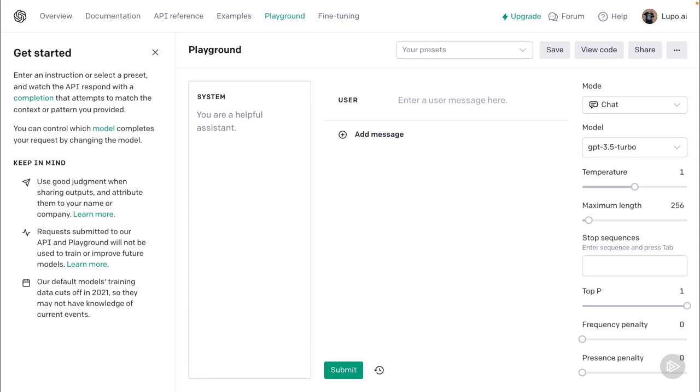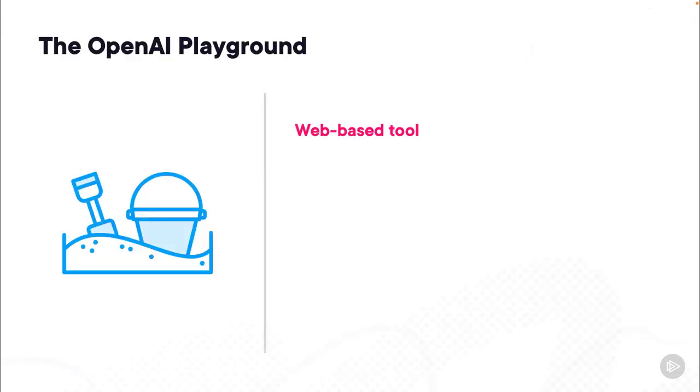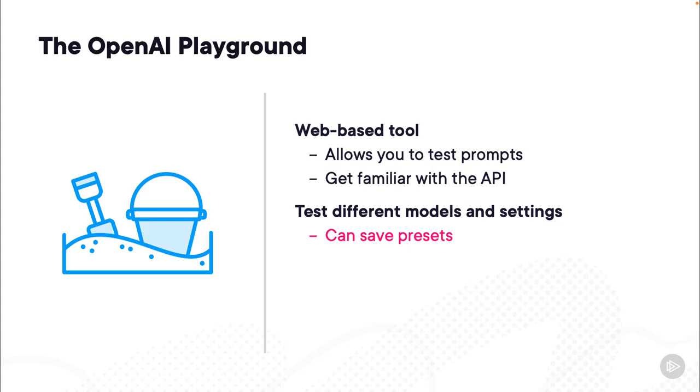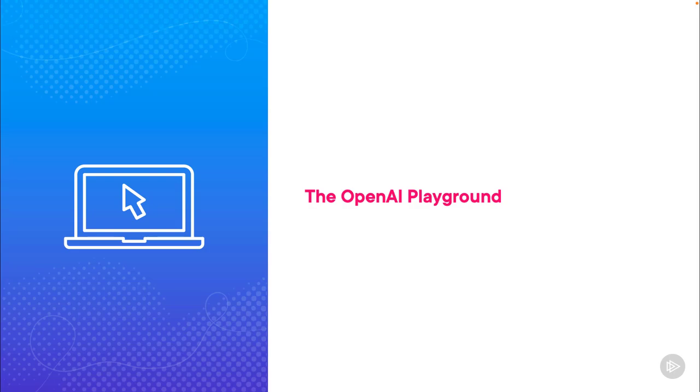So, this is the OpenAI Playground, where you can hone your skills using the API. But what is the Playground? The Playground is a web based tool that allows you to test prompts, which helps you get familiar with the API. In the Playground, you can test different models and settings. You can also save presets, share, and view the code. Let me show you with a demo.